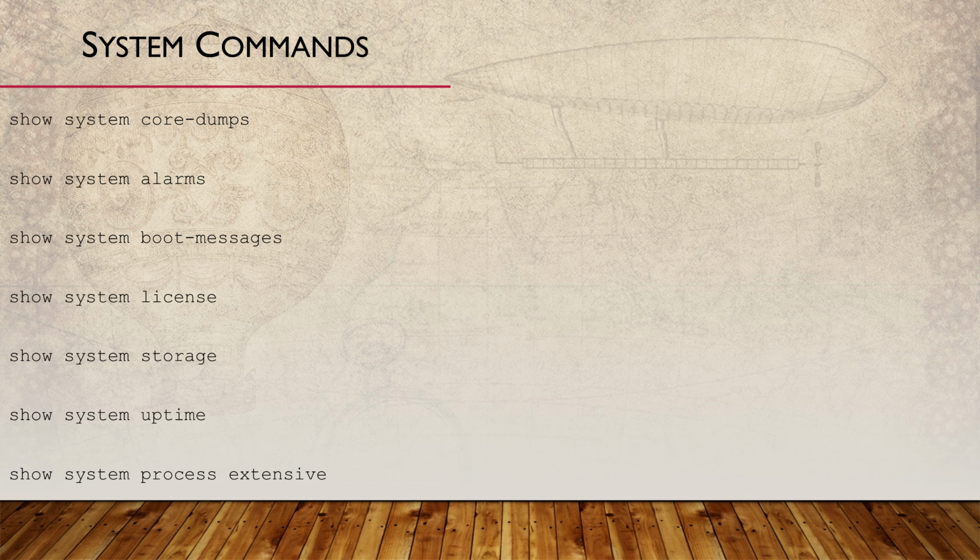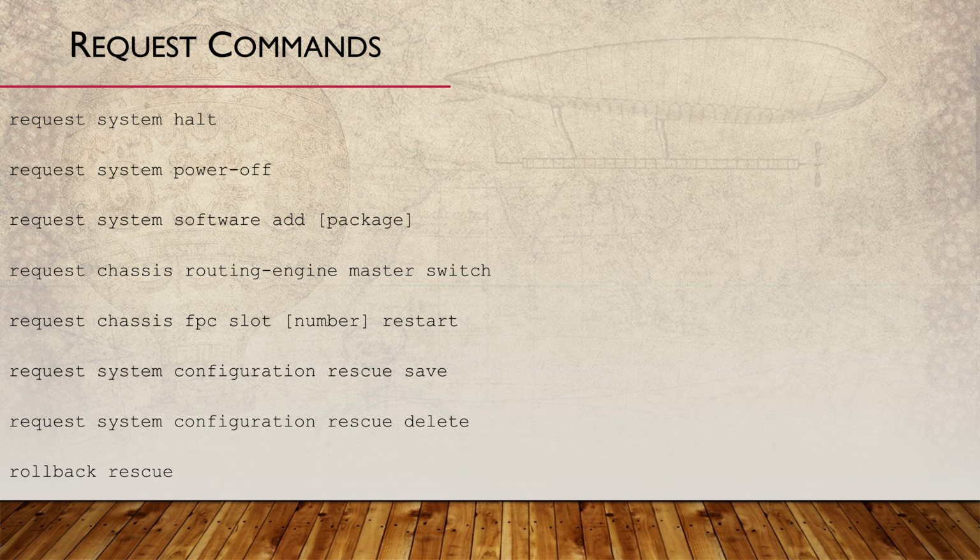Here we have system commands, which relate to Junos itself. This includes processes, logging, alarms, disk usage, uptime, and more. And finally, a few request commands. These are used to perform system-level tasks, including reboots, rescue config management, upgrades, formatting storage, and things of that nature.